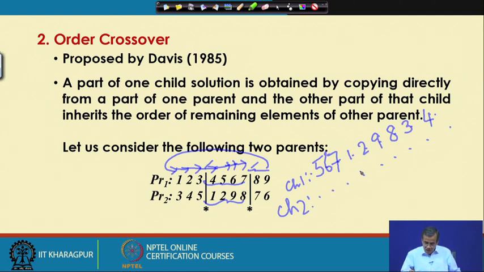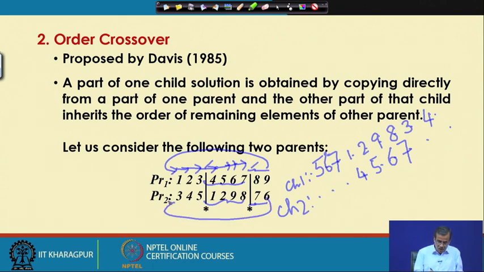So, what we do is we copy 4 here, then comes 5 here, 6 here and 7 here, and now I concentrate on the first city after the second crossover site, which is lying on parent 2, and that is nothing but city 7. Now, city 7 is actually already copied here. So, I do not want to copy once again. So, next I go for city 6, 6 is also already there. So, I cannot copy it again.